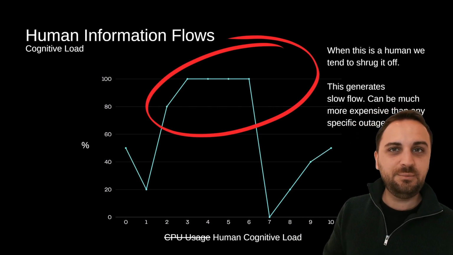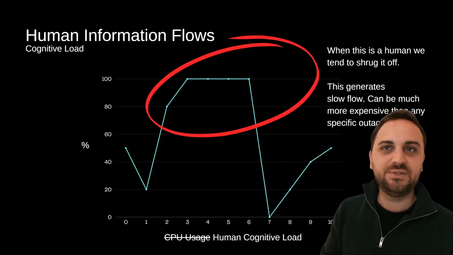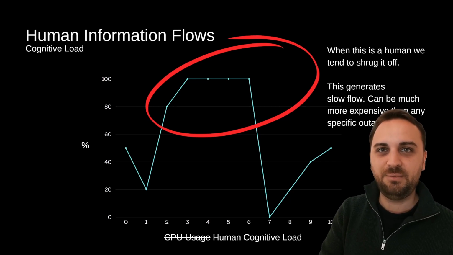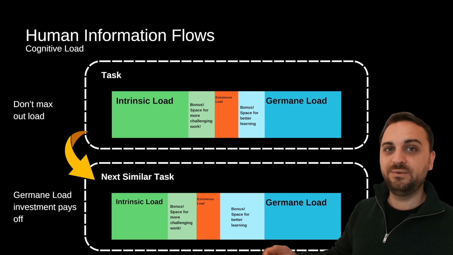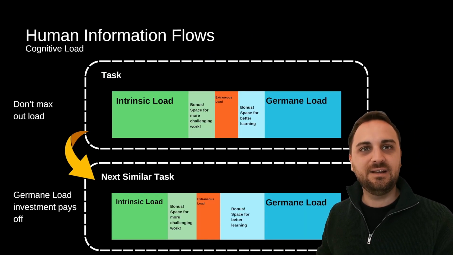So we don't run our CPUs at 100%. We say, 50, 70%, that's fine. But we're happy to run a human at 100% and think that's good. And we see that it's not good, but we keep doing it and we don't have the same response. So maybe we should run those humans at 60% workload and our next task can get better as well.